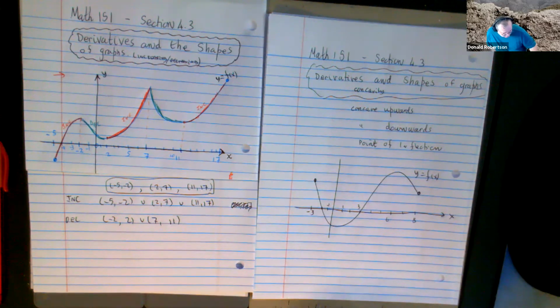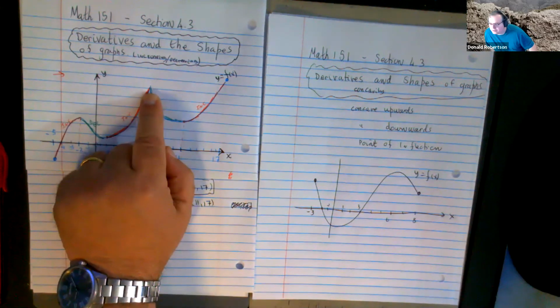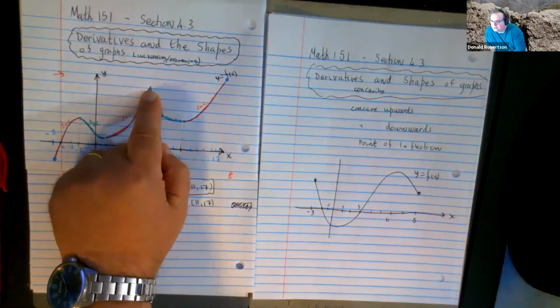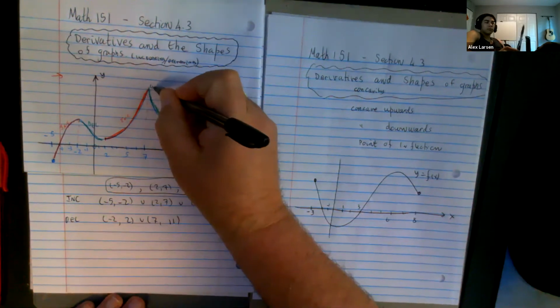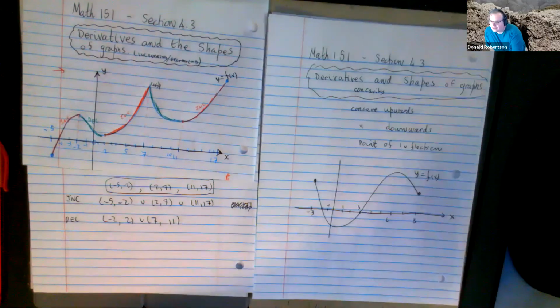Oh, while we're at it, what do we call this funny little corner thing that starts with a C? The cusp. Yeah, it's called a cusp. Just thought I'd put that in there because it's there.